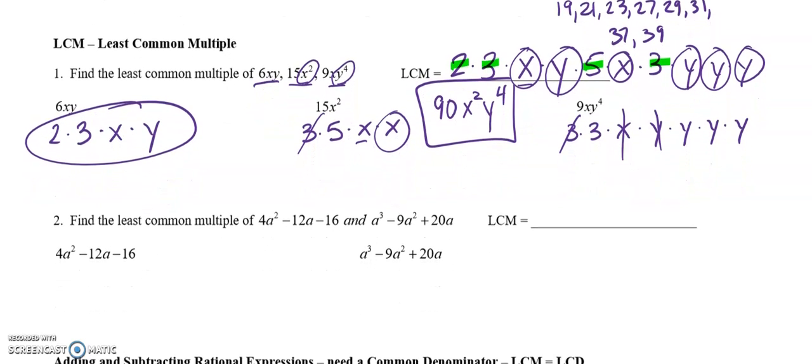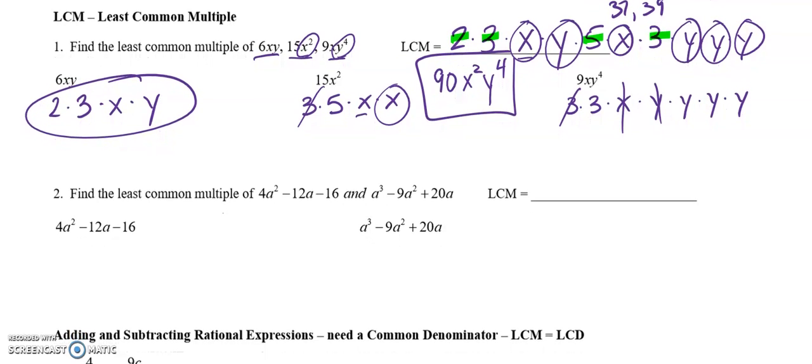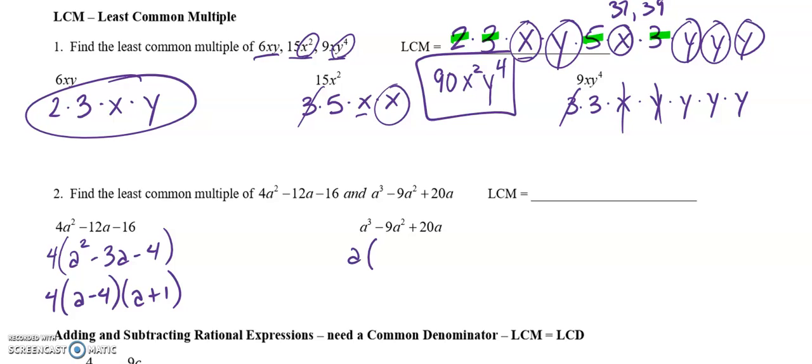This one's a little different because we have to factor it differently. Find the least common multiple of these two expressions. So first thing we want to do is factor it just like we did on the ones before. I'm going to take out a 4, and I'm left with a squared minus 3a minus 4. That's going to factor into a minus 4 and a plus 1. Over here, we can take an a out, and we're left with a squared minus 9a plus 20. And then we can factor that into a minus 5 and a minus 4.